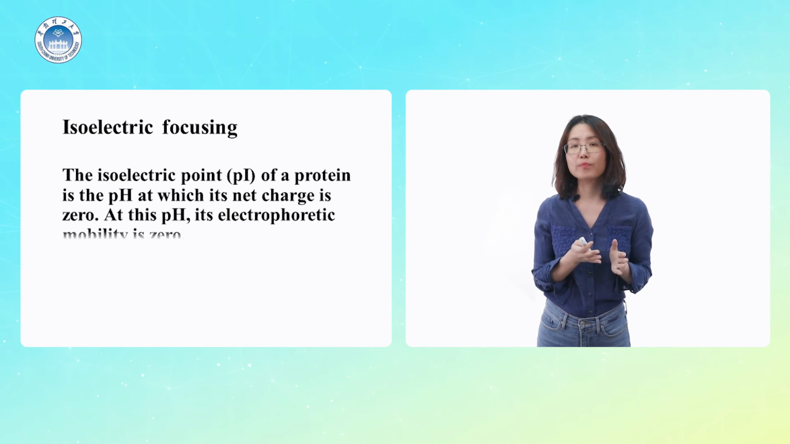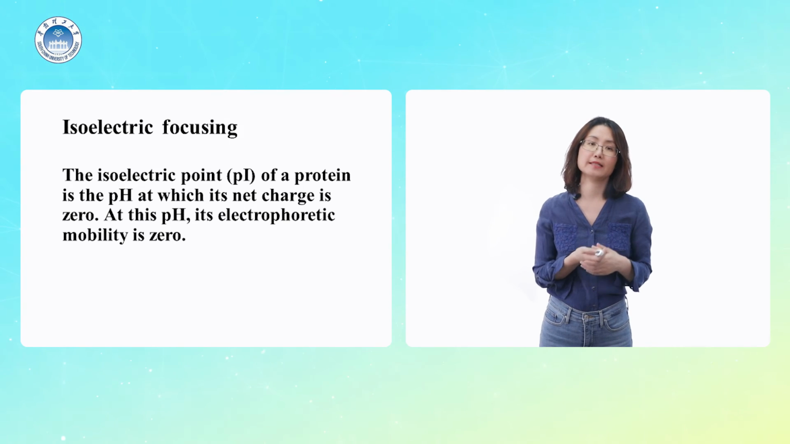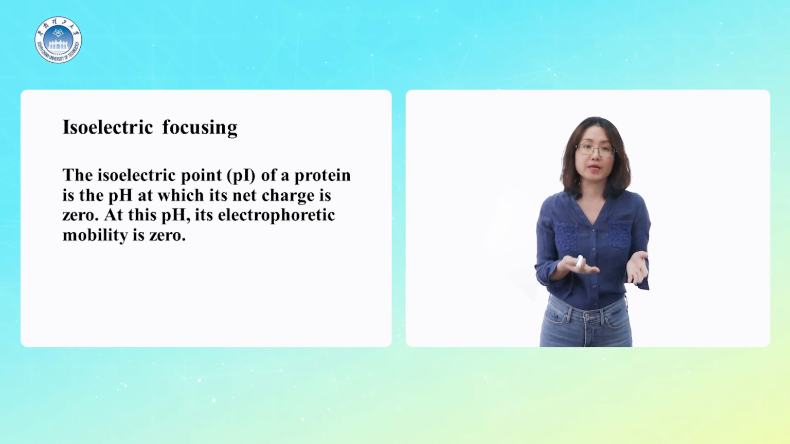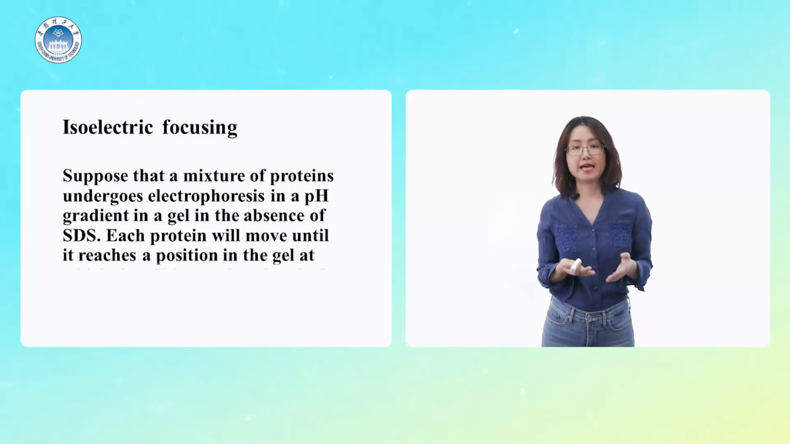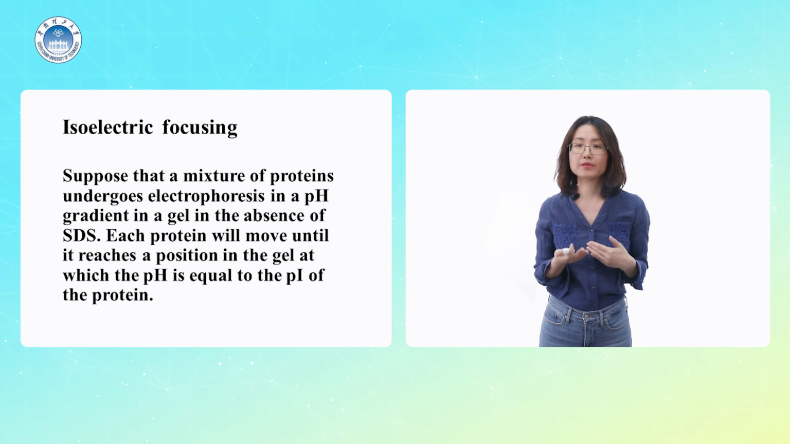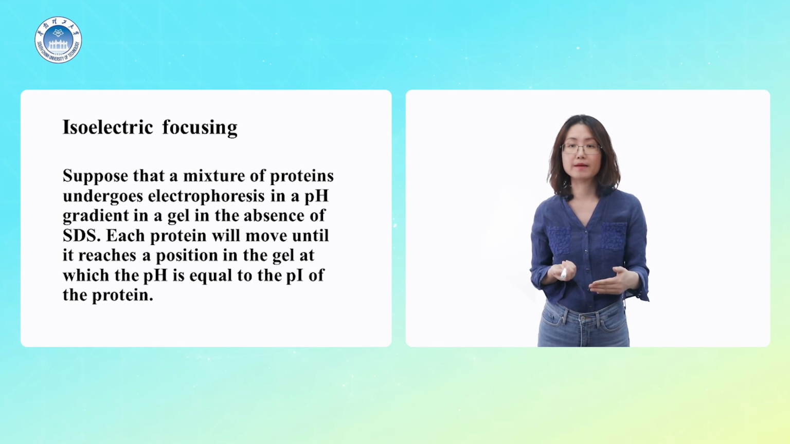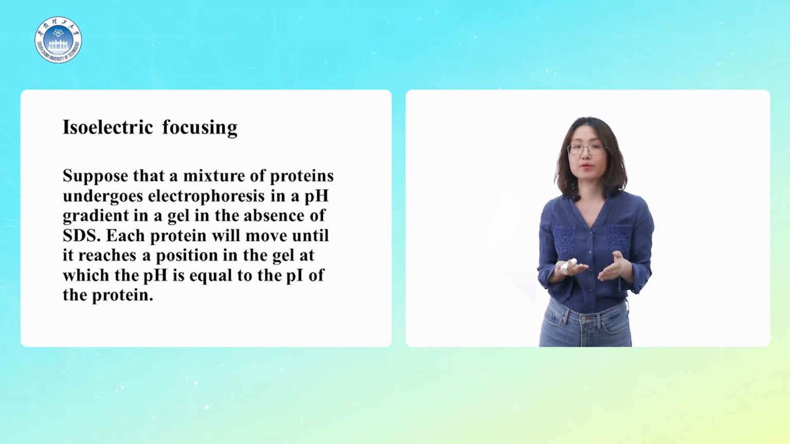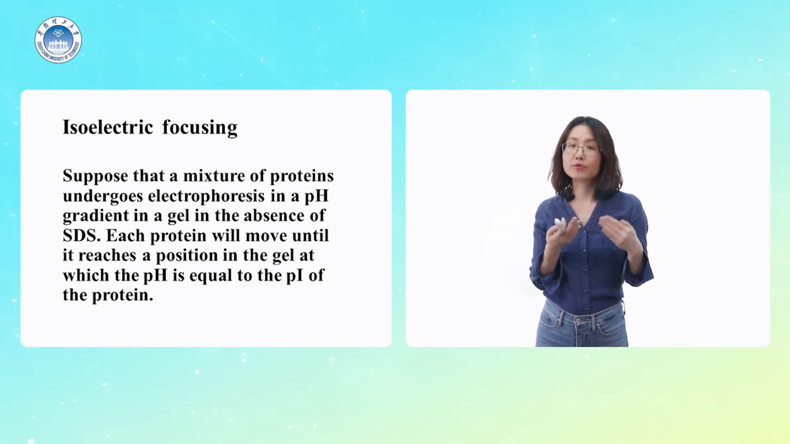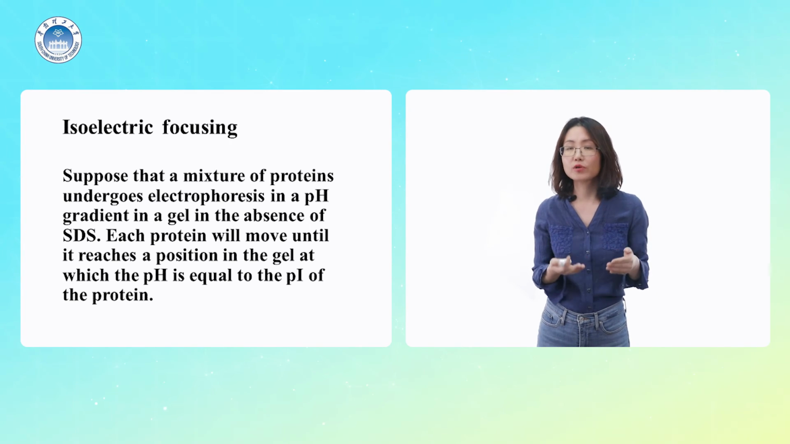The isoelectric point, short for pI, of a protein is the pH at which its net charge is 0. At this pH, its electrophoretic mobility is 0. Suppose that a mixture of proteins undergoes electrophoresis in a pH gradient in a gel in the absence of SDS. Each protein will move until it reaches the position in the gel at which the pH is equal to the pI of the protein. This method of separating proteins according to their isoelectric point is called isoelectric focusing.